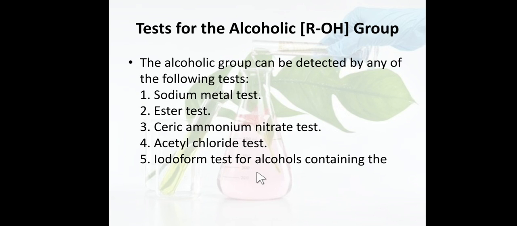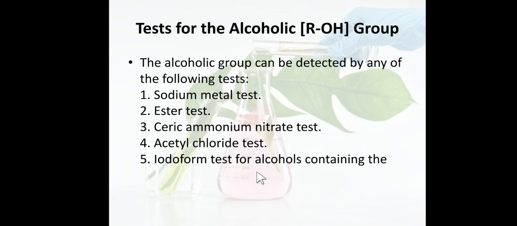Now let's go for the next test and next functional group. The next functional group commonly observed in natural products is the alcoholic OH group. Friends, there are phenolic OH groups also and alcoholic OH groups also. So first we will see the tests available for the identification or detection of the alcoholic OH group. The alcoholic group can be detected by any one of the following tests. There are 5 different tests, or even more than 5, but I will discuss these main 5 tests for the identification or detection of the alcoholic OH group.